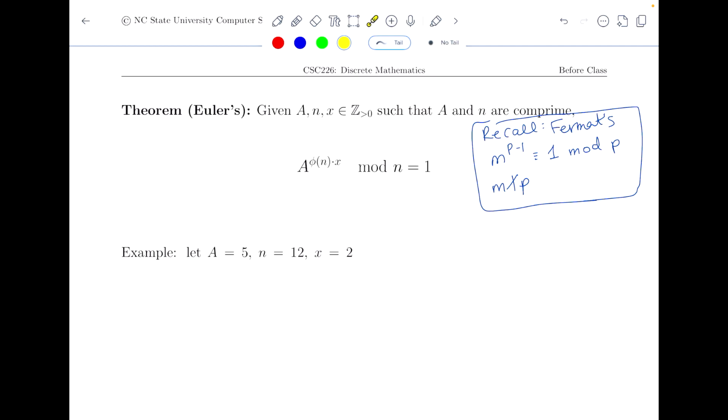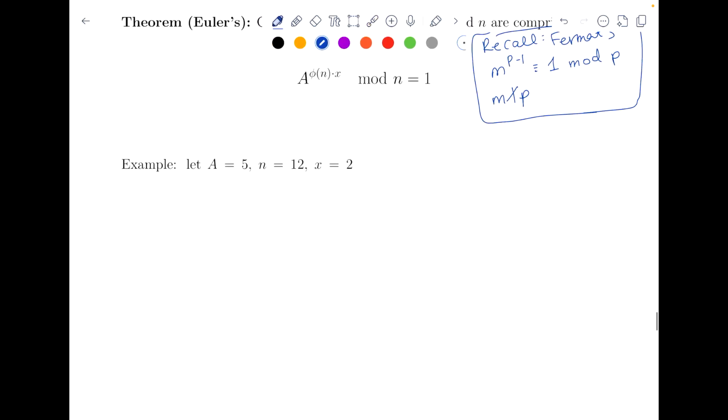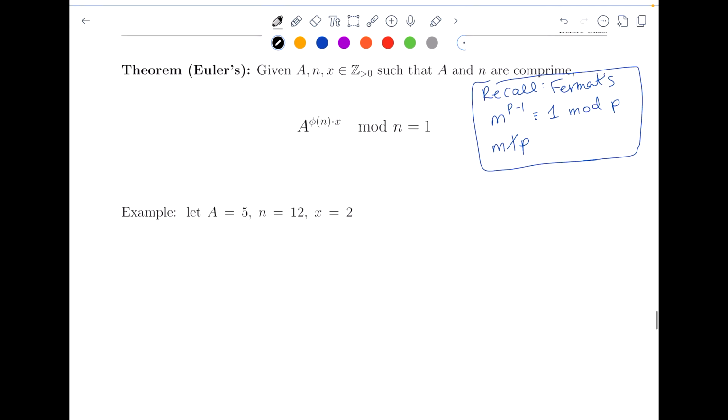We're not going to prove this, but we are going to show an example. Let's pick a is equal to 5, n is equal to 12, and x is equal to 2. And so first of all, looking back at the theorem, I need a and n to be coprime, so GCD of a and n is equal to GCD of 5 and 12. And yes, those are coprime.